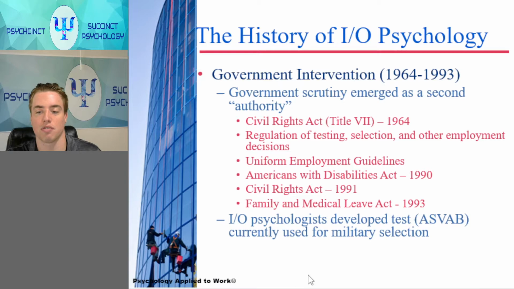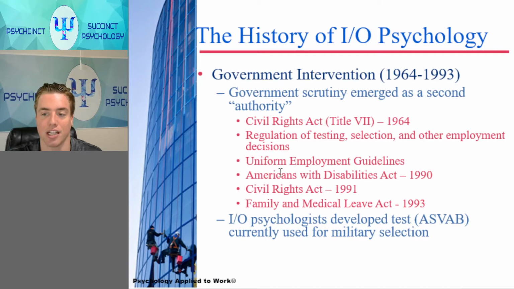Before, they had free rein to develop psychological assessments such as tests, interviews, and other things, which led to a disproportionate amount of minority representation in the workplace, especially in higher level jobs. Title VII allowed the government to crack down on discriminatory employment practices or the development of tests that led to those discriminatory practices. It also led to government scrutiny and regulation of uniform employment guidelines.